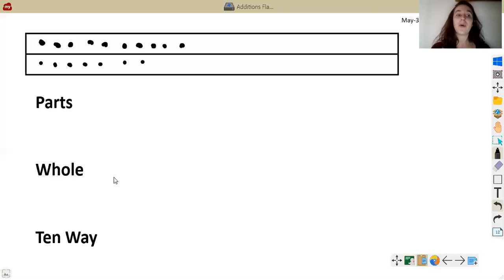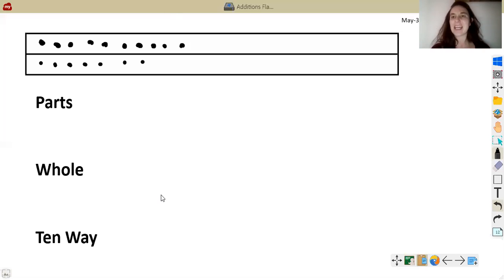Now, looking at my whole, I can go ahead and count and see that I have 10, 11, 12, 13, 14, 15, 16, 17. So my whole represents both rows together. It represents all the circles that we drew. And in this case, our whole is 17.